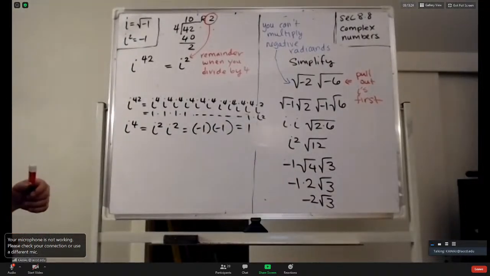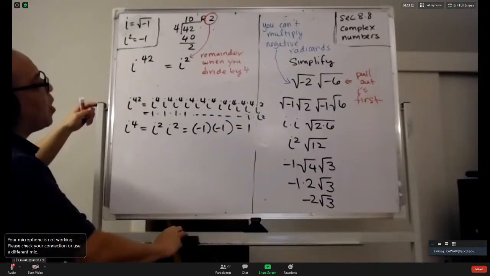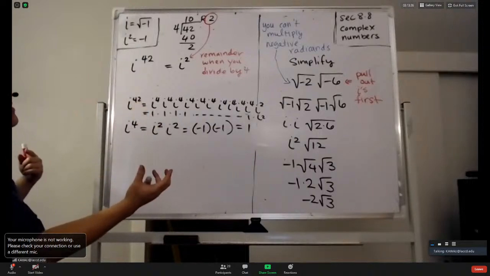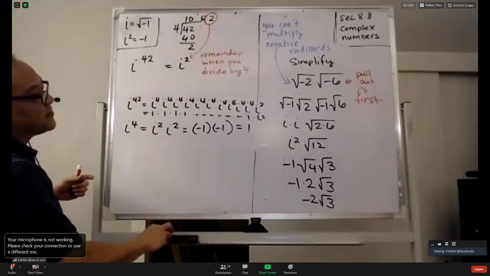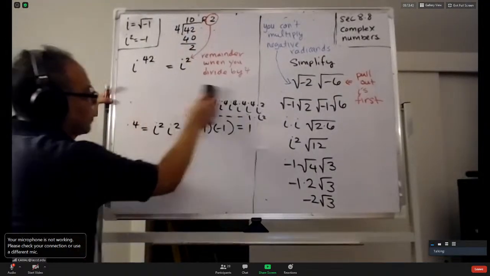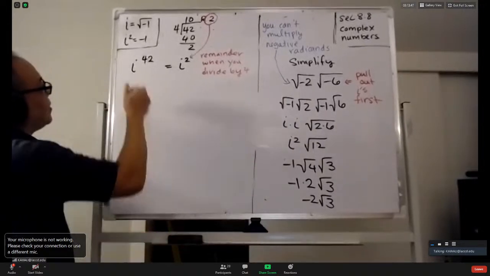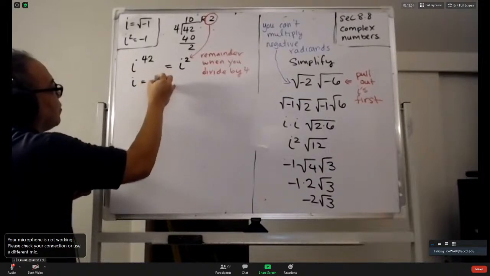Go ahead. But what if we had like i to the power of 26? Same thing. You'll divide by 4. So it's always by 4. Always by 4, because i to the 4 is equal to 1. Right. So it'll be 10 ones times i squared. Okay. So then this is equal to -1.